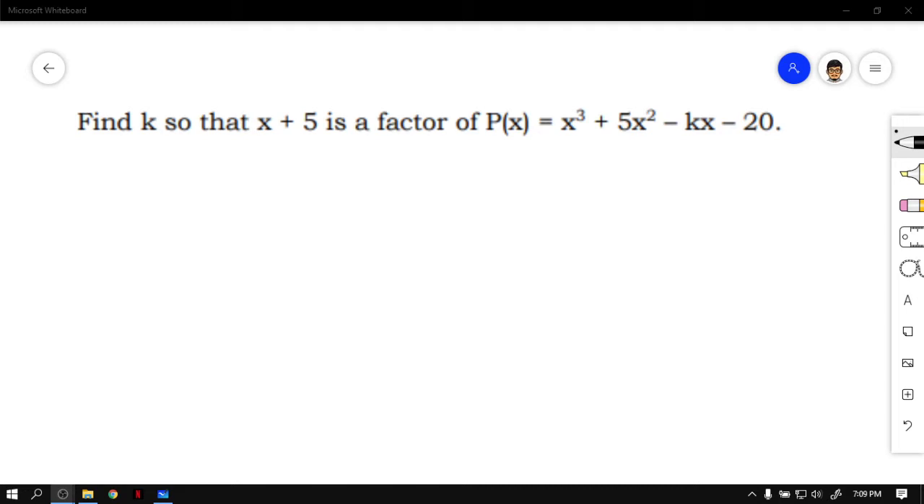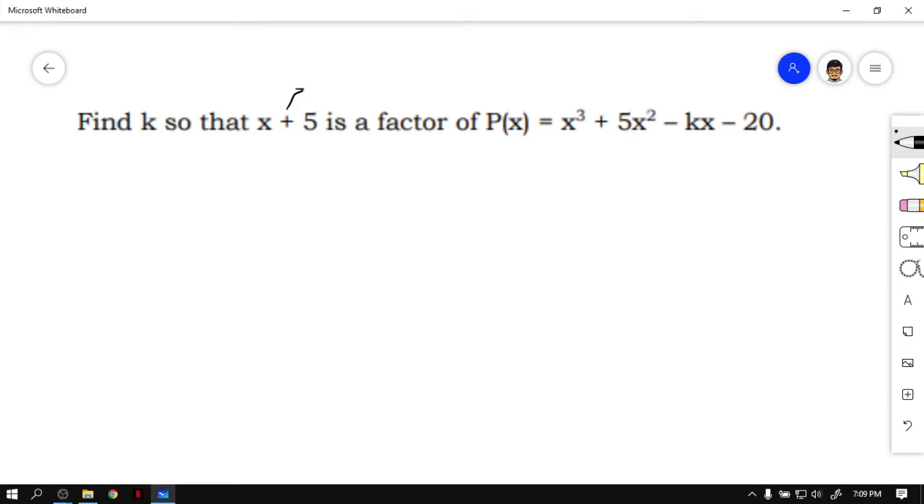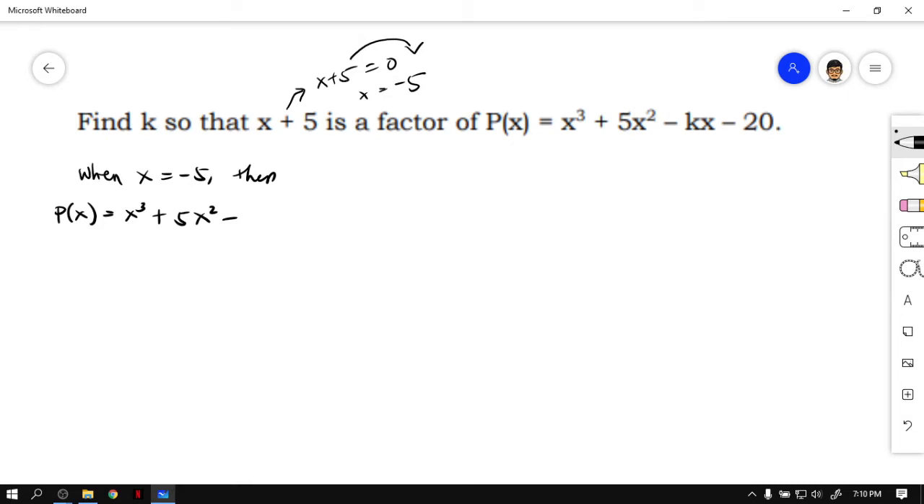Okay? So, let's calculate first x plus 5. So, ito muna. X plus 5 is equal to 0. And then, x is equal to negative 5. Okay? So, when x is equal to negative 5, then p of x is equal to x cubed plus 5x squared minus kx minus 20.